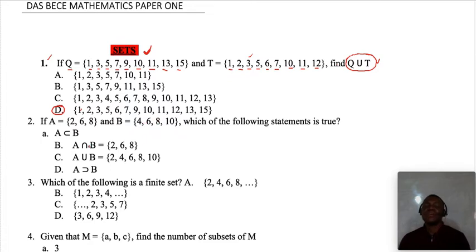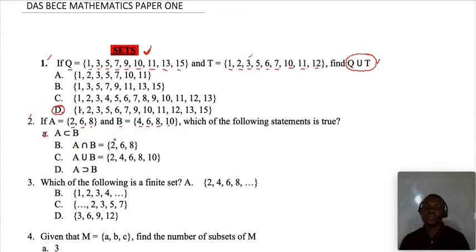Good. Now, we are going to question 2. Question 2 is saying that if A is the set 2, 6, 8, and B is the set 4, 6, 8, 10, which of the following statements is true? With the options, they are saying that A is a subset of B, and that A intersection B is 2, 6, 8.